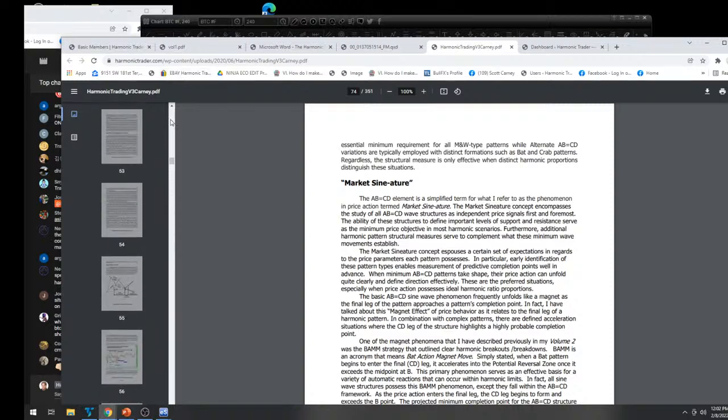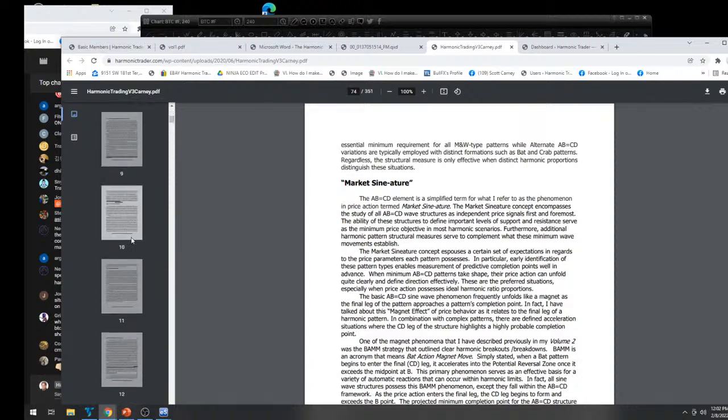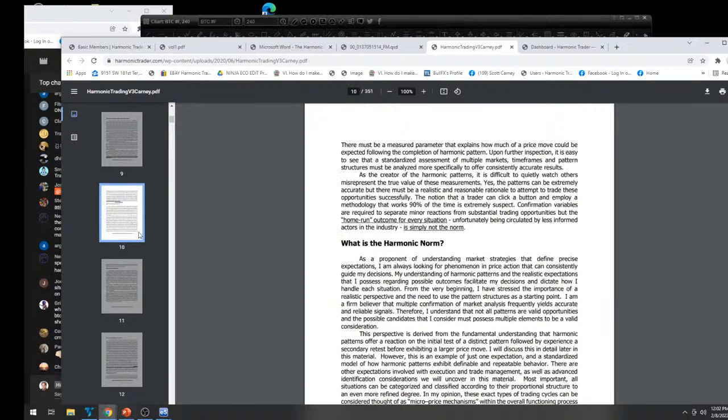But volume 3 has the management information you really want to get into. I've put a lot of great reference material in there. I just wanted to show this. In there, I talk about what the harmonic learning curve is as well. Especially stuff like this, where, I'll quote myself here: the notion that a trader can click a button and employ a methodology that works 90% of the time is extremely suspect.